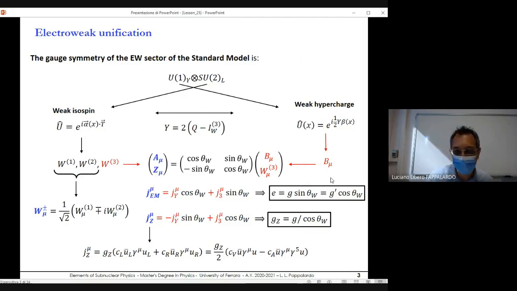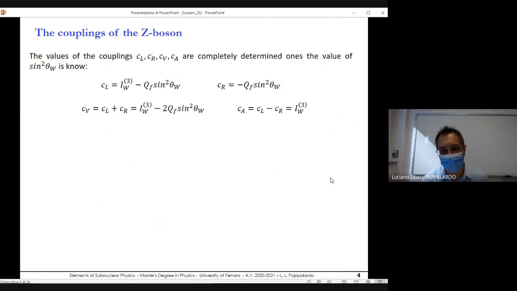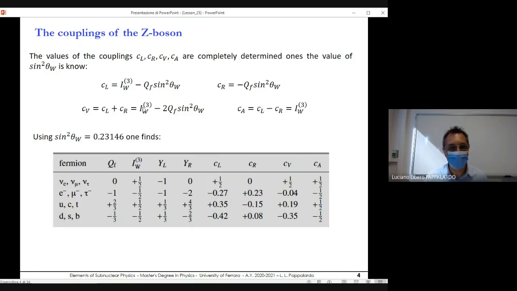Now, this was our arriving point last time. So let's now go on to something more. The values of these four coupling constants are completely determined once we fix the value of the theta Weinberg angle. And these are the expressions that we derived last time for these four coupling constants. The values we can now calculate through these relations, once you know the value of theta Weinberg, and you can now tabulate them for all your elementary fermions.